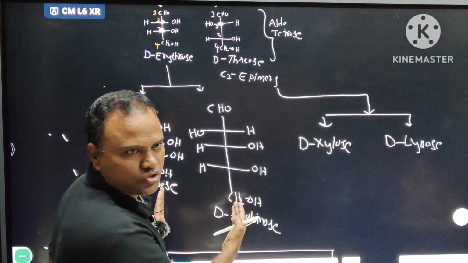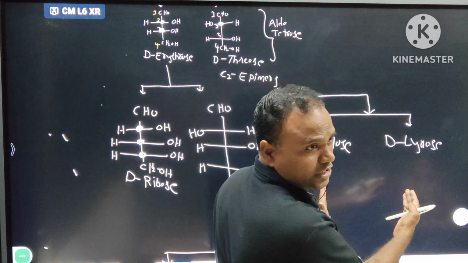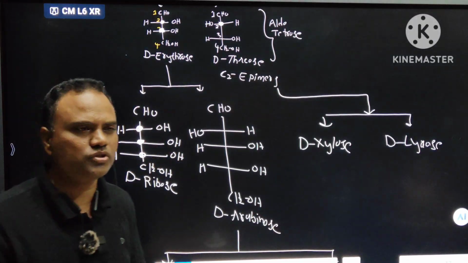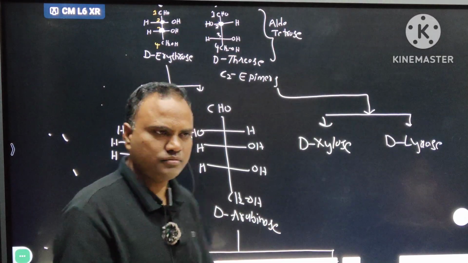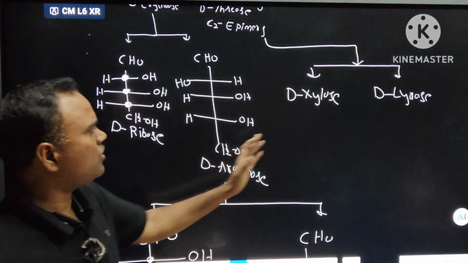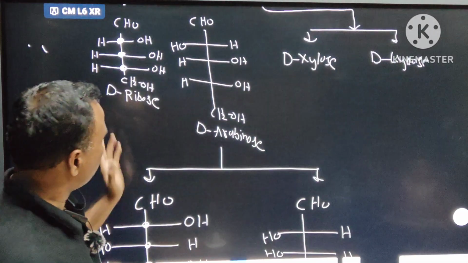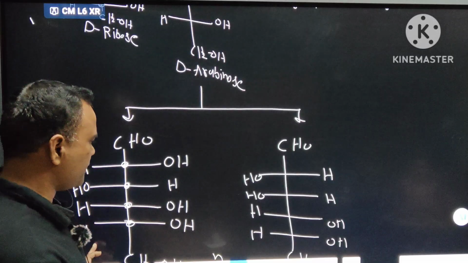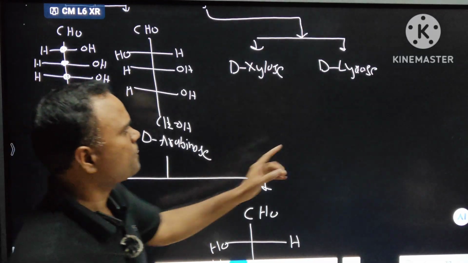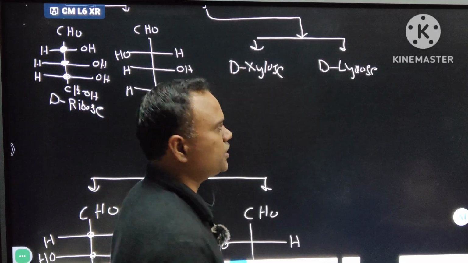D-ribose and D-arabinose, C2 epimers. D-xylose and D-lyxose, C2 epimers. But all are aldopentoses only, right? Structures are not important for these two pairs, but for glucose and mannose, structures are important. Right, I said another classification, D-lyxose.